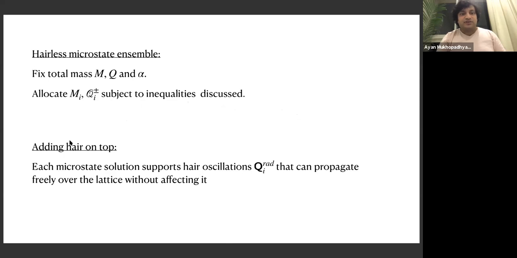And we can also add here on top. So each microstate solution can also support this radiation component, which freely propagates over the lattice without affecting it.